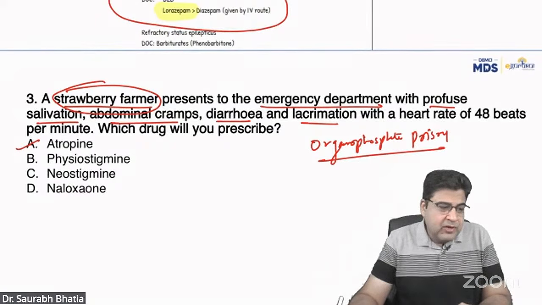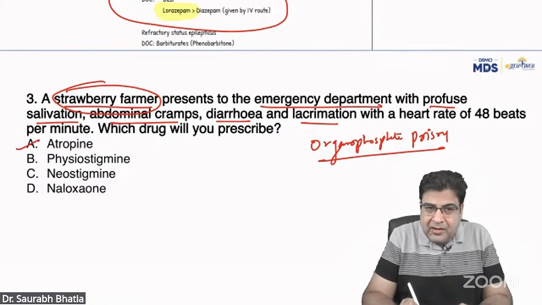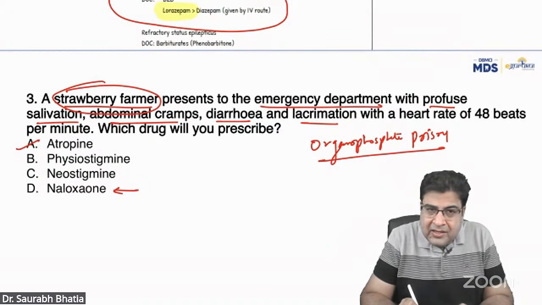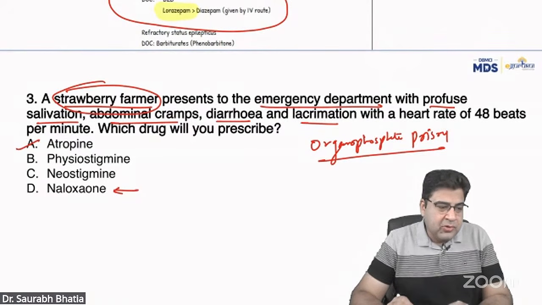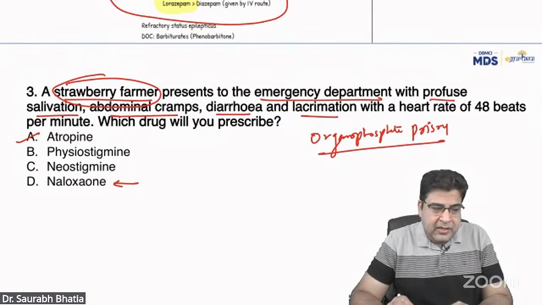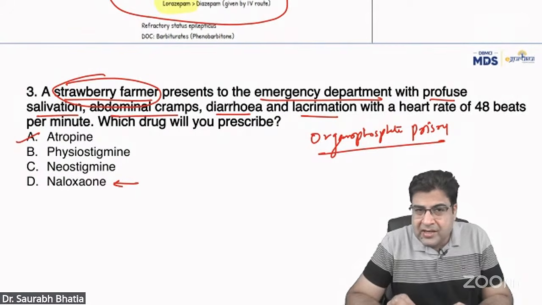The other options were physostigmine, neostigmine, naloxone. I just want to know whether naloxone was there in the MCQ or not. Atropine was the clear-cut answer.